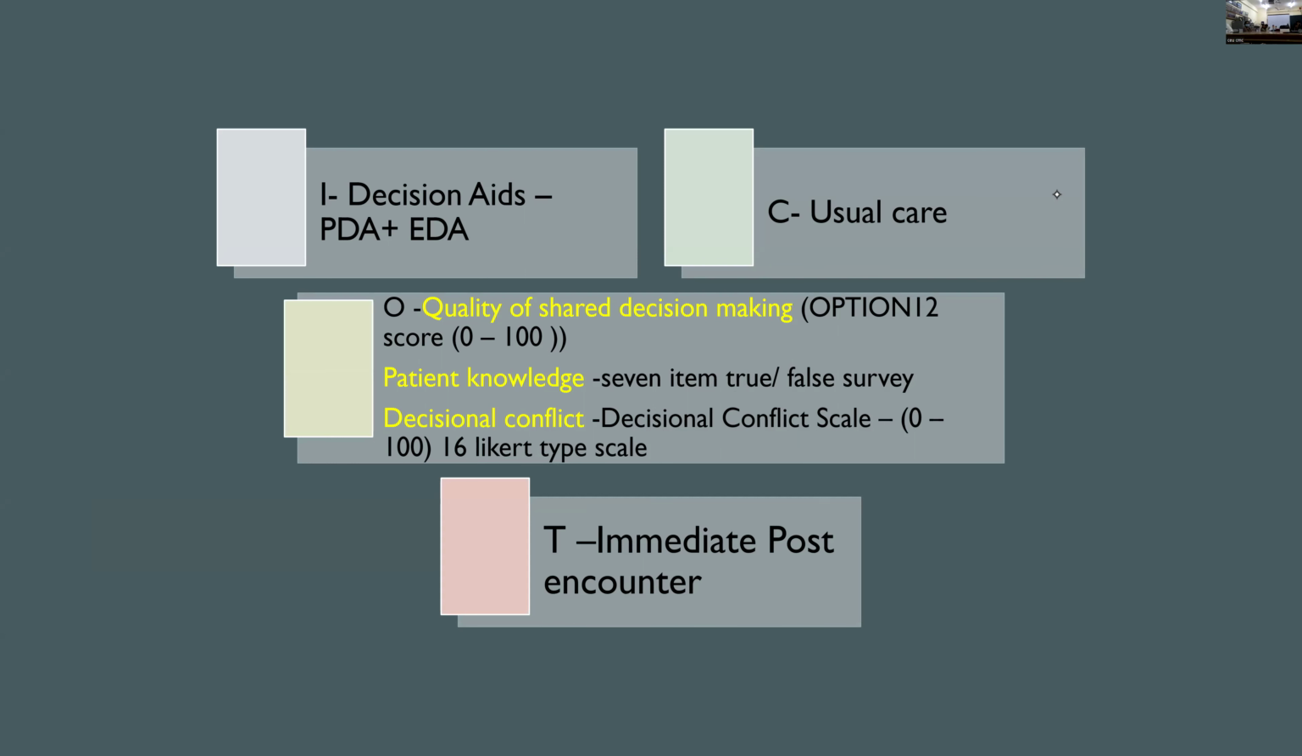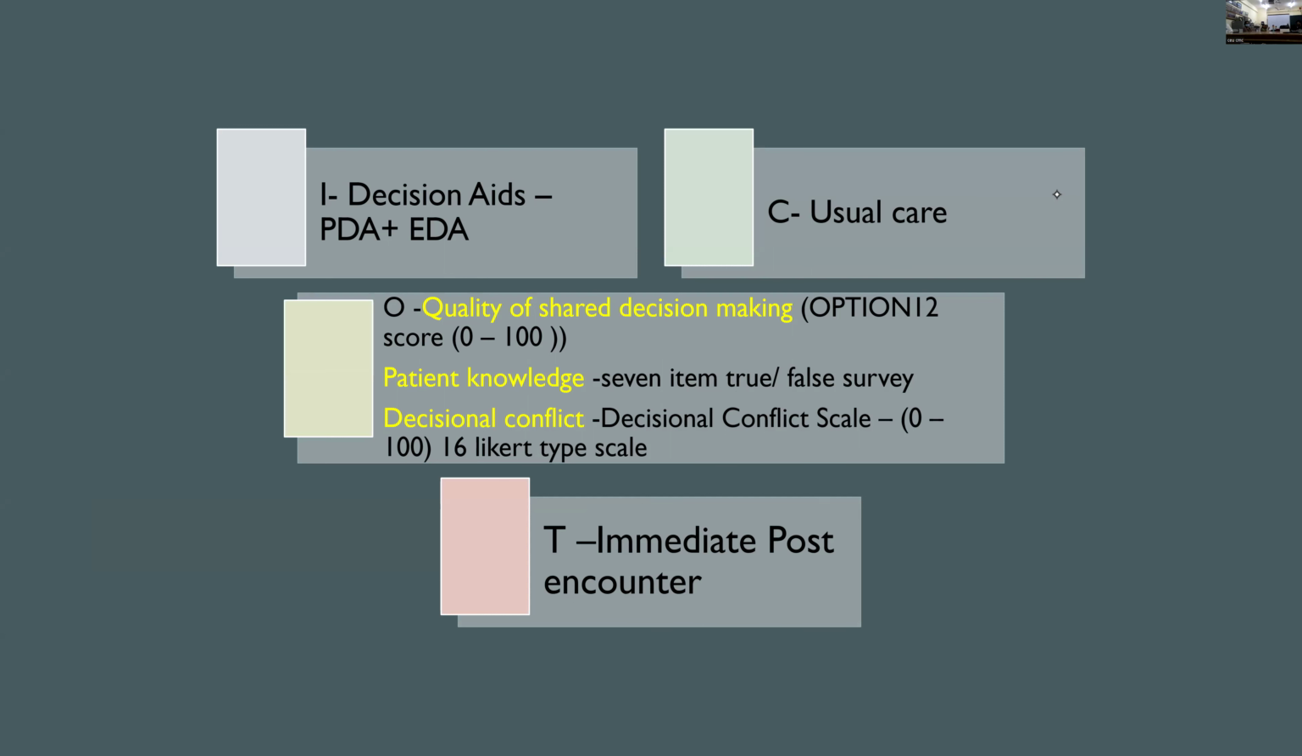They had 3 outcomes. The first outcome was the OPTION 12 score. That reflected the shared decision making. It was scored from 0 to 100. The higher the score, the better the outcome. It tells you how much shared decision making there is. Second was patient knowledge. It was a 7-item true and false survey, so the more correct answers, the higher the score, and the better the knowledge the patient has.